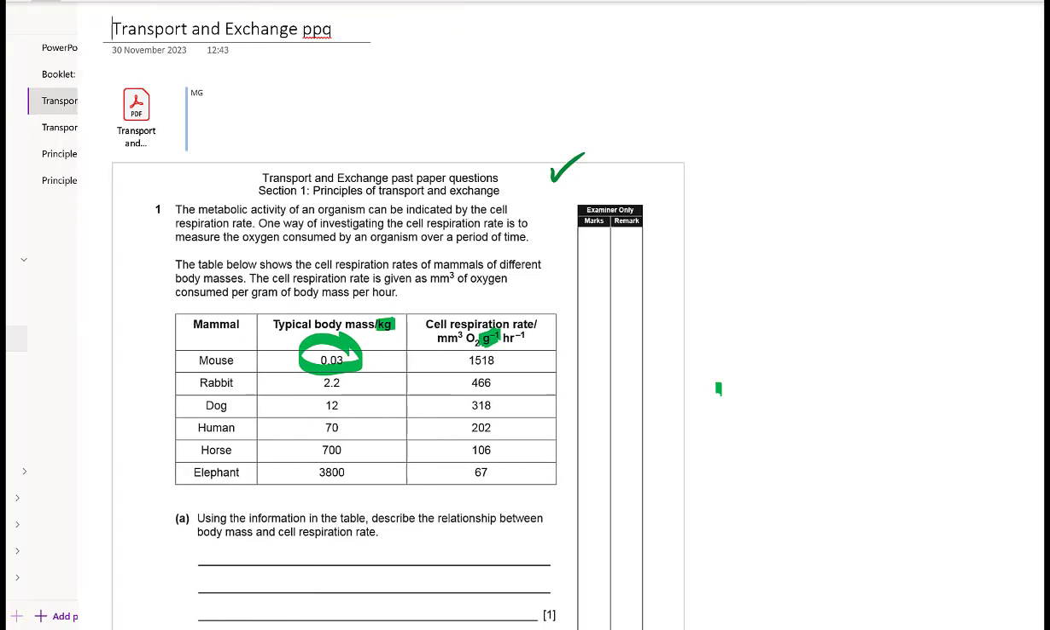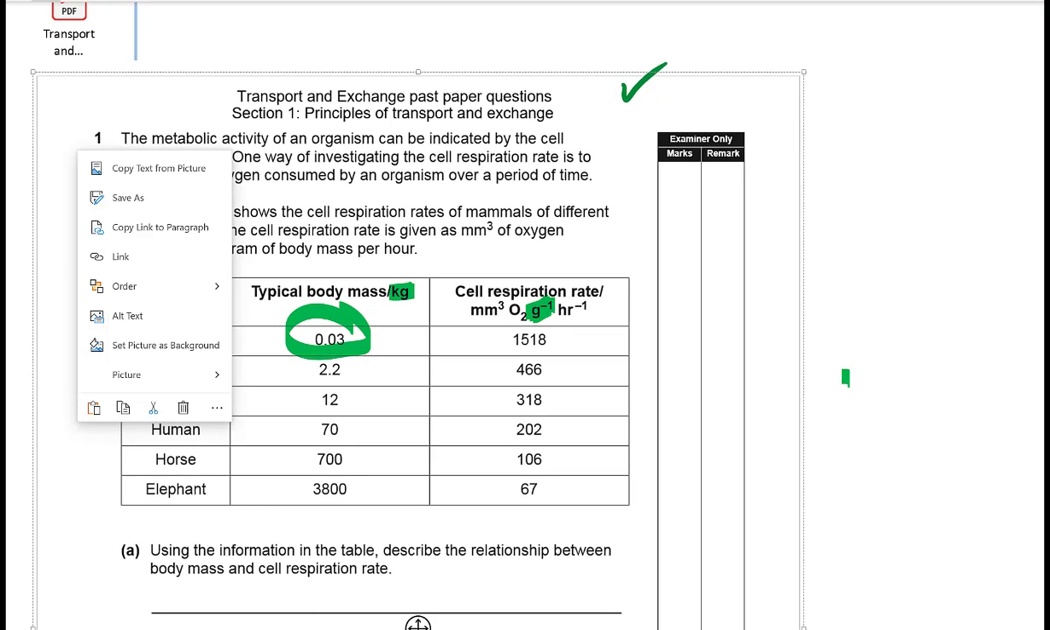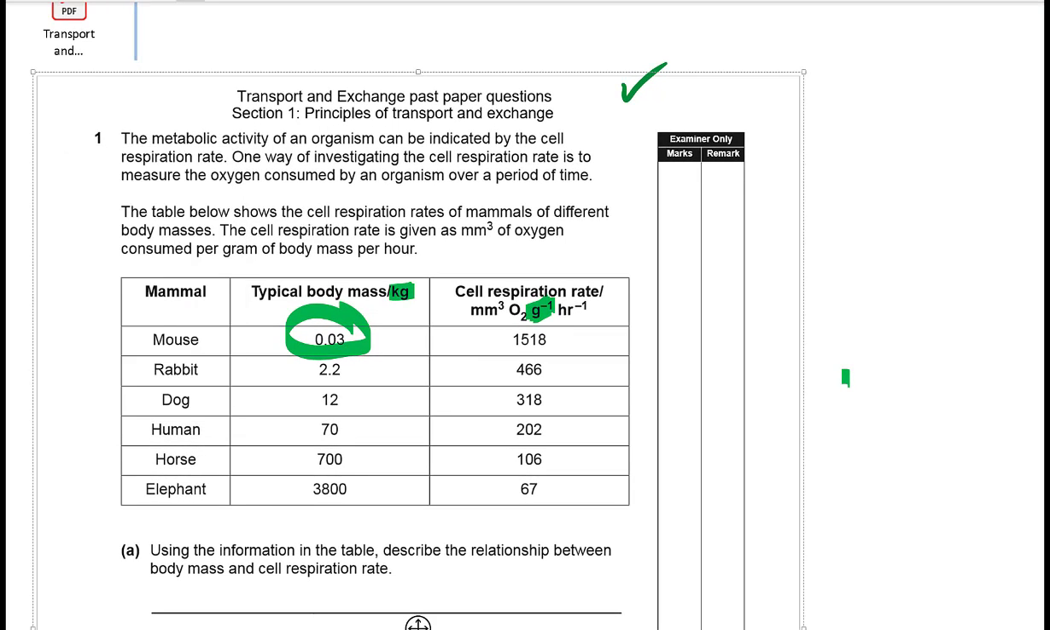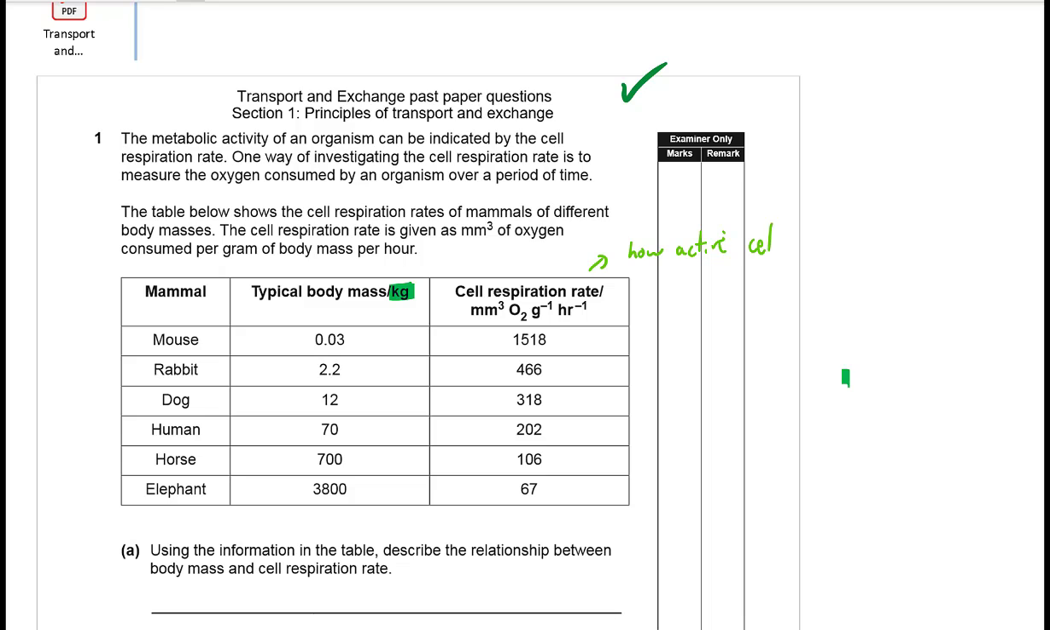Now this is something that isn't on the specification, but CCEA do like to include this in questions. So for example, here we have a couple of different animals, starting with a very small animal, the mouse, going to a very large elephant, and this gives their cell respiration rate, which basically explains how active the cells are. So as we can see here, the mouse, which is very small, has very active cells. A very large elephant actually has less active cells.